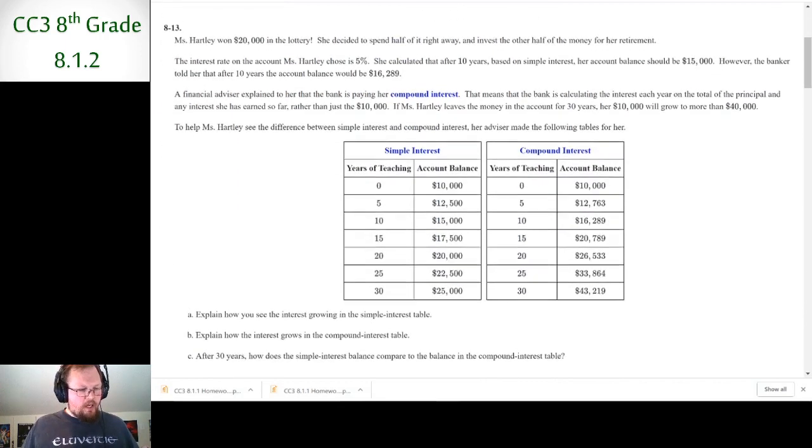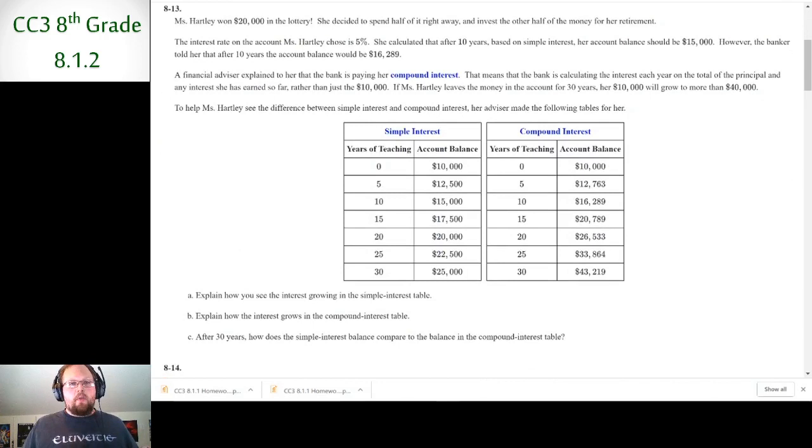I want to talk about this first problem where they're discussing the difference between simple interest and compound interest. The idea is if you calculate based on simple interest, you are taking an initial amount, in this case $10,000, and then applying a percentage to it every single year. In this case, she has a 5% simple or 5% compound.